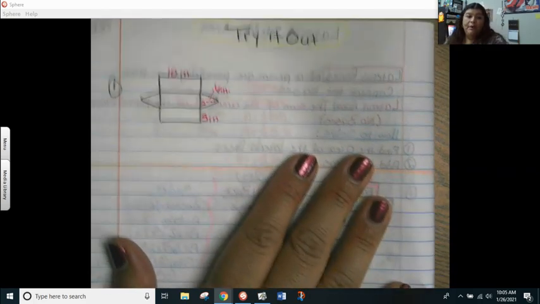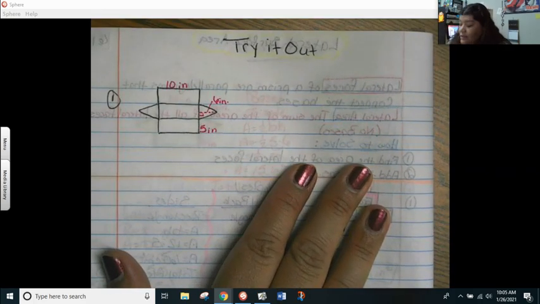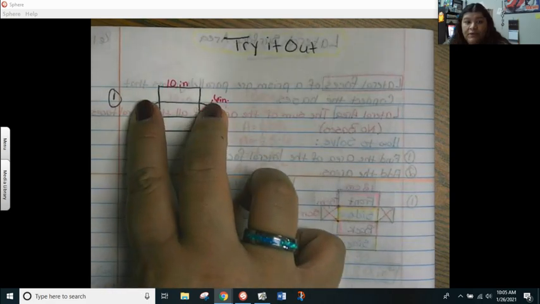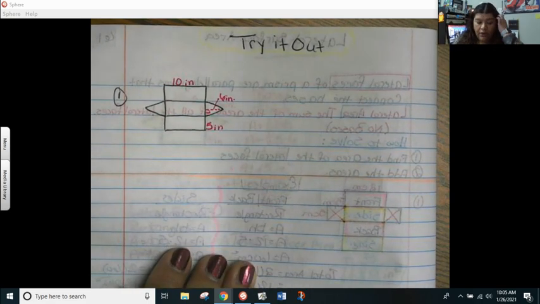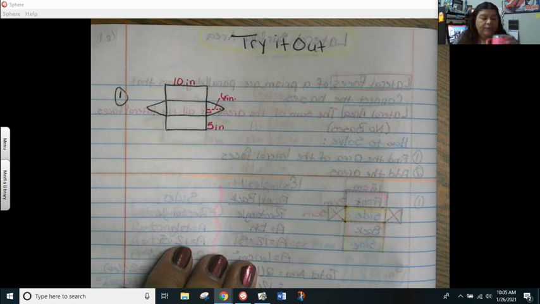Okay. So let's go ahead and try this one out. Here's our triangular prism. Remember, do not do the bases, so you're not going to do the flaps. Don't do the wings, okay? Go ahead and press pause and then press play when you're ready.